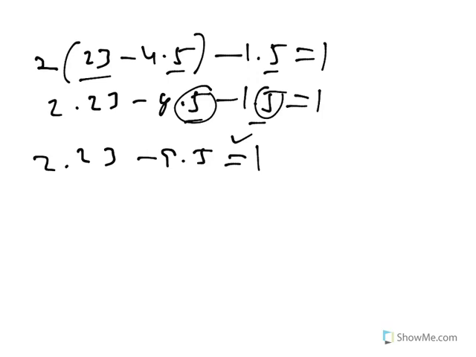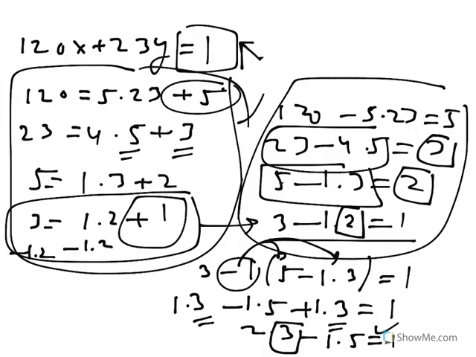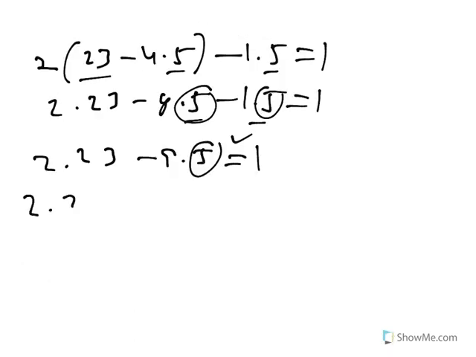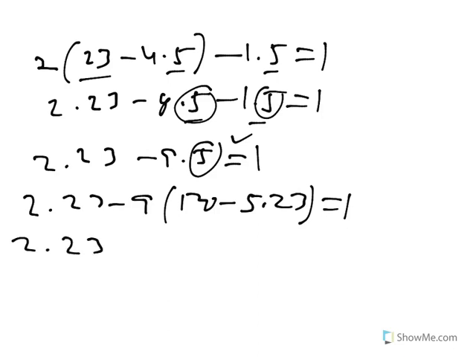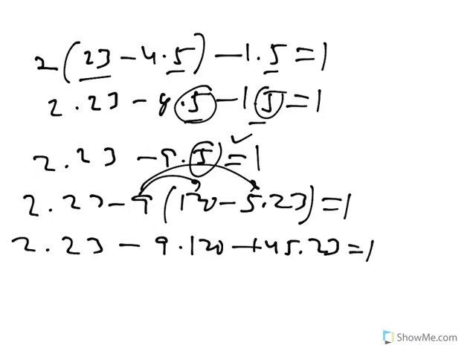Finally, I'm going to replace this 5. According to this expression, the 5 can be replaced with this thing, 120 minus 5 times 23. So I'm replacing the 5 with 120 minus 5 times 23. Distribute the negative 9 through. It becomes minus 9 times 120. We don't actually multiply, we just leave them like that. Plus 45 times 23 equals 1. There's 2 23's, there's 45 23's, so I get negative 9 times 120 plus 47 times 23 equals 1.